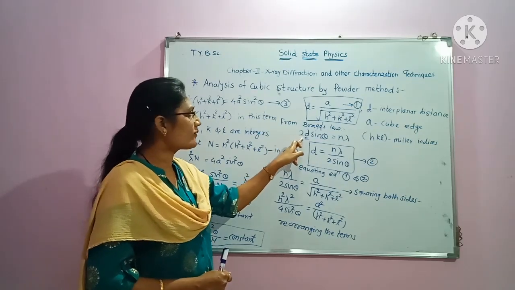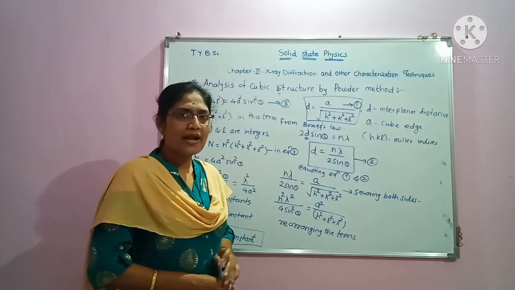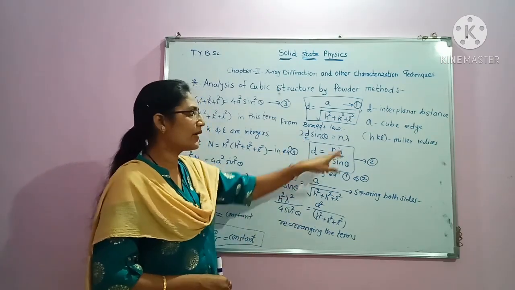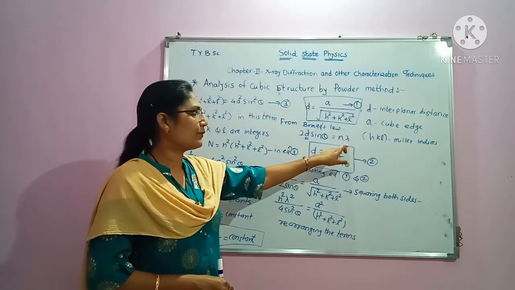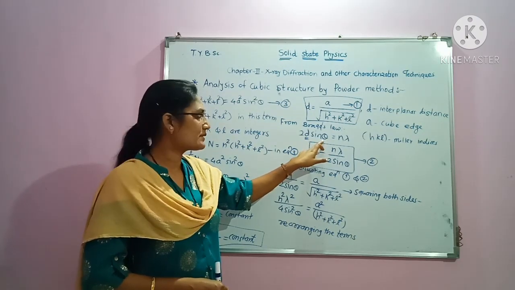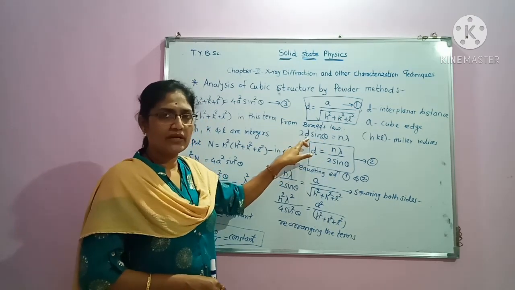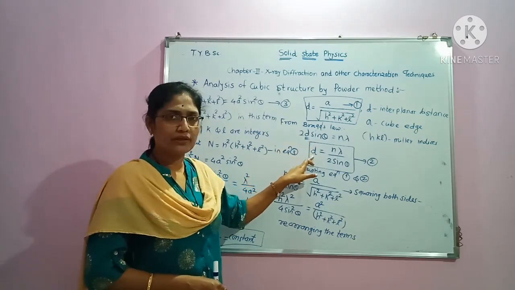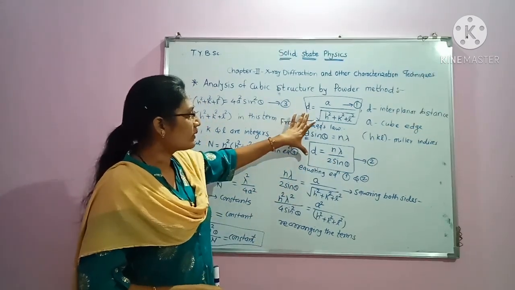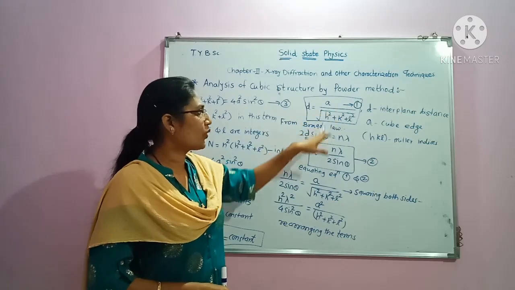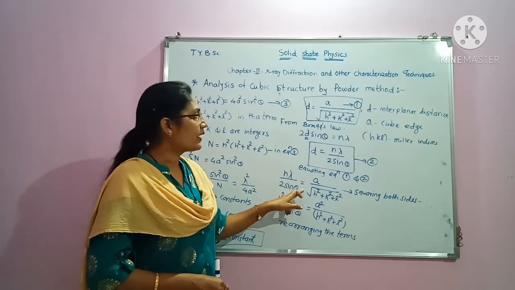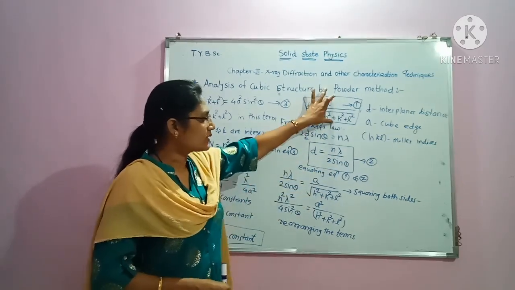Then we have also studied Bragg's law. Bragg's law is stated as 2d sin theta is equal to n lambda, where lambda is the wavelength of the X-ray beam used, n is the order, theta is the angle of diffraction or glancing angle, and d is the interplanar distance. From that also one can obtain the value of d, and it comes out as n lambda upon 2 sin theta. Now the left hand side is the same, so one can equate the right hand side.